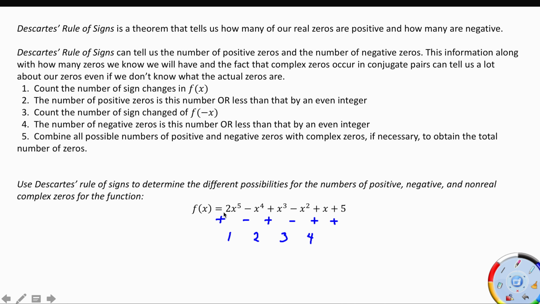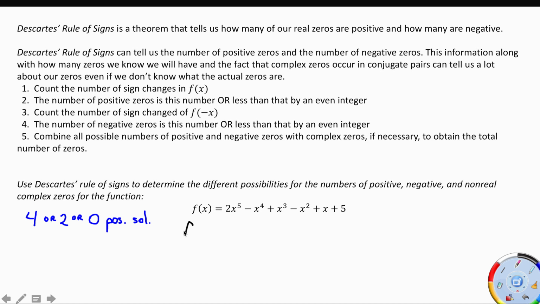So this function f of x changed signs 4 times. That means there are 4 or 2 or 0 positive solutions. It's just the crazy thing about Descartes' rule of signs, I'm just always going to go down by 2 until I get to 1 or 0.